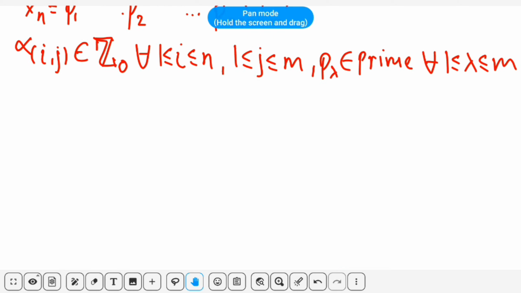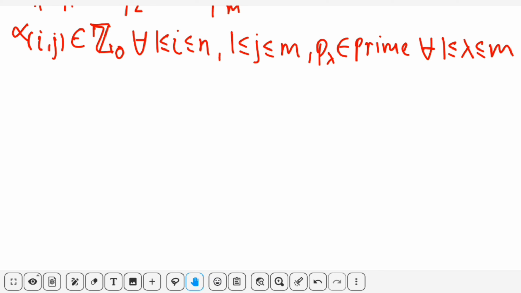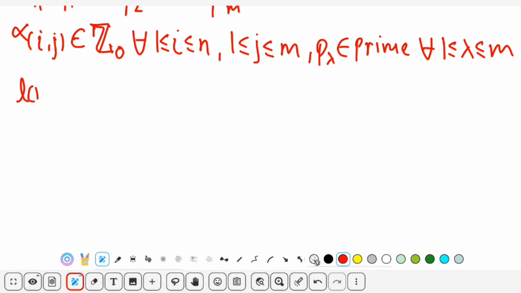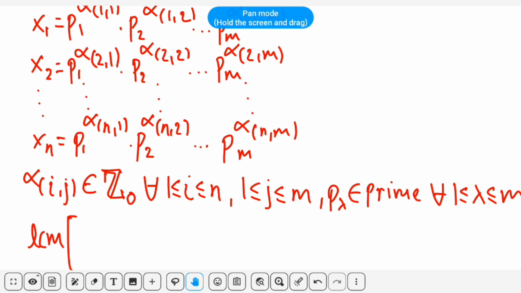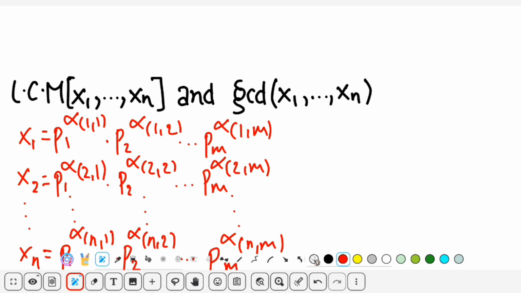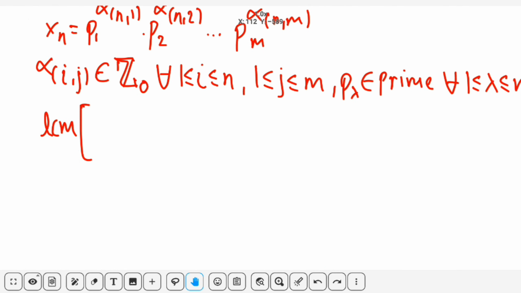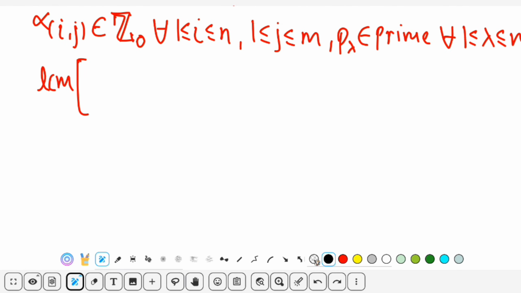Okay, so let's find out the LCM of x1, x2, ..., xn. I'm going to write x1 in product form and x2 in product form, and the same for xn, because it would be quite complicated to write the full expanded form. So let me write everything in product form. And you know the symbol of product form, capital pi.